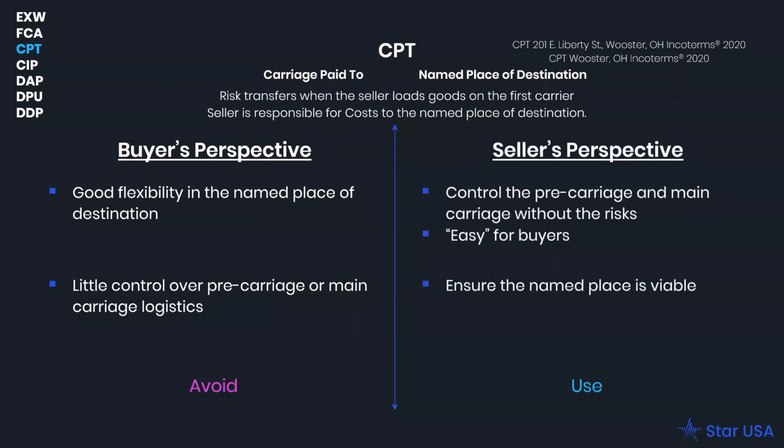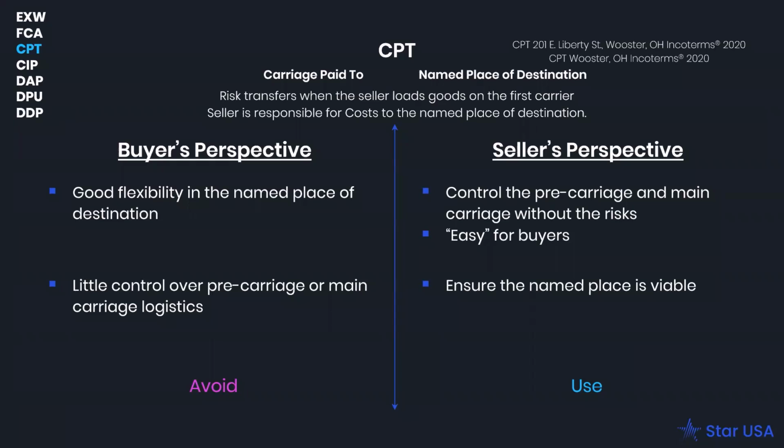Seller's perspective, you get to control the pre-carriage and main carriage without the risks. That's a very good position to be in for the seller because you can make sure that the transportation is happening correctly for your buyer. And if something goes wrong, you're not on the hook. And this is also usually very easy for buyers. Buyers don't have too much trouble arranging for transport from the port of delivery or just receiving the goods at their location. But the risk to the seller is that you need to ensure that the place that you're delivering to is a viable destination for you.